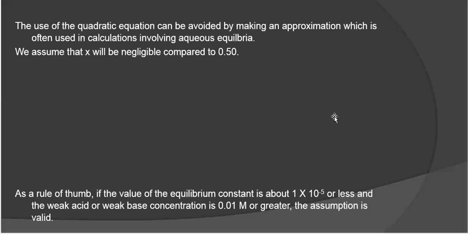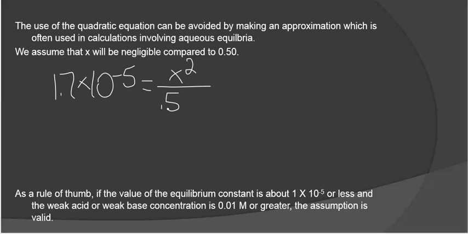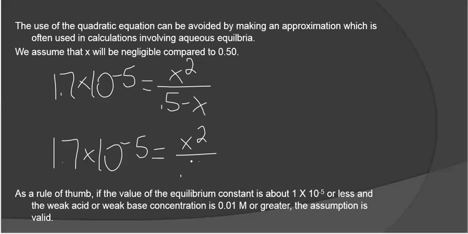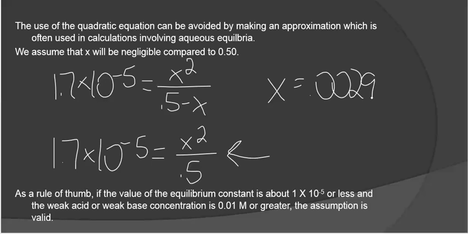Now, we can avoid the use of the quadratic equation if we assume x is negligible compared to 0.5. So our Ka expression was 1.7 times 10 to the negative 5 equals x squared over 0.5 minus x. If I assume x is negligible compared to 0.5, I can get rid of minus x, and I can avoid the quadratic altogether. If I solve this equation for x, x comes out to 0.0029. Comes out to the same value.